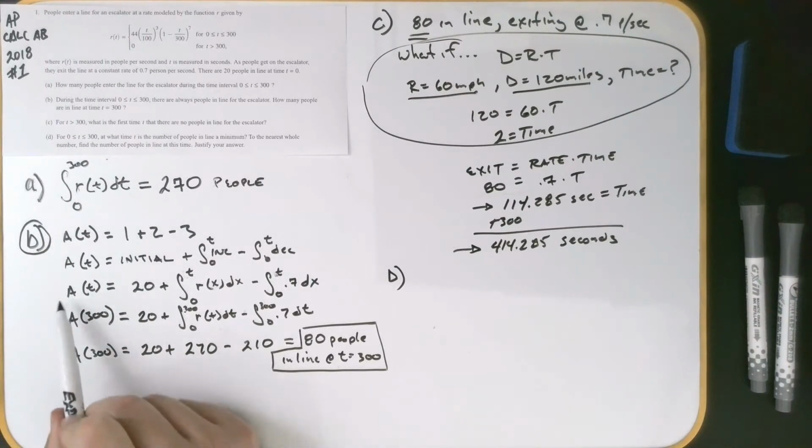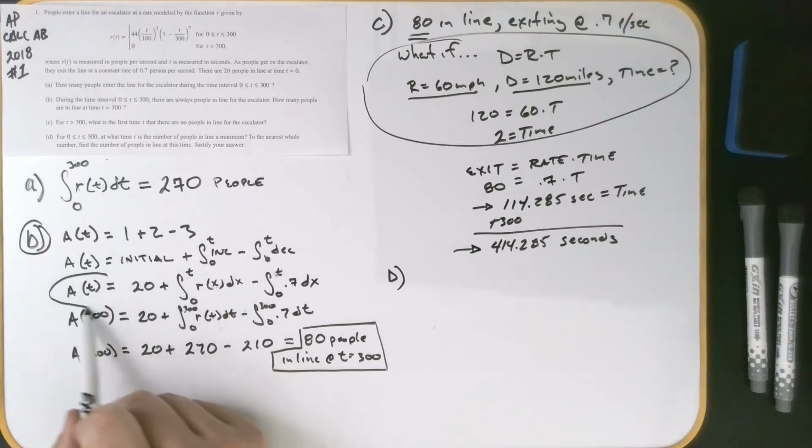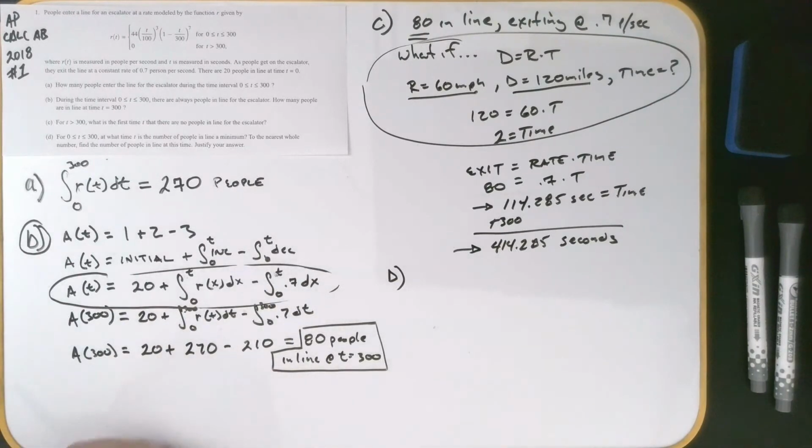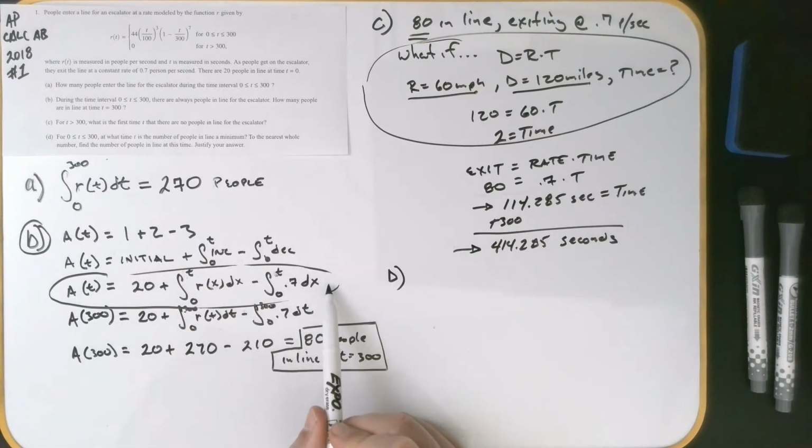All right, well, this goes back to why it was important on B to figure out the amount of people in the line, which was right here. And that's the equation we are going to take the derivative of with respect to time, and then we'll set that equal to 0 and undefined. So we've done this several times. I'm going to do it again here. I'm going to take the derivative of the amount of people in the line, and then we'll set it equal to 0 and undefined.